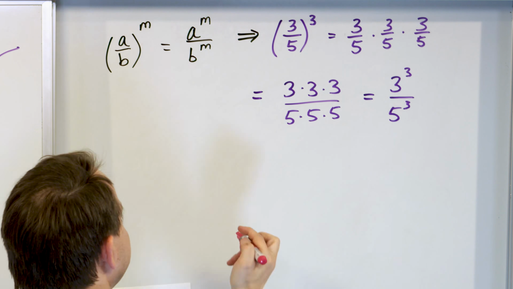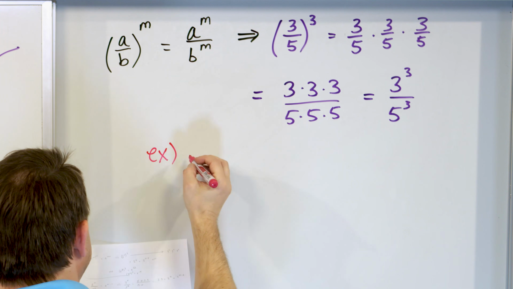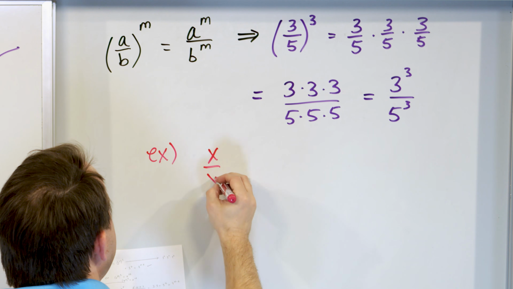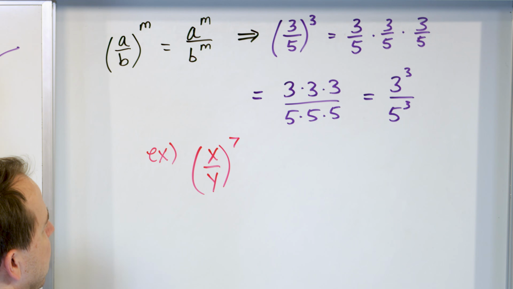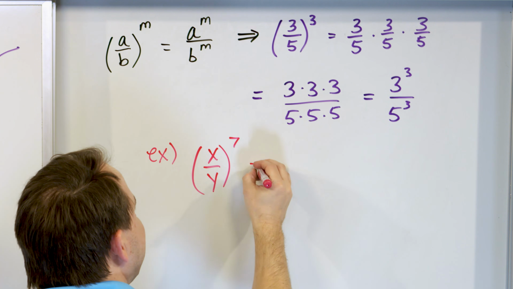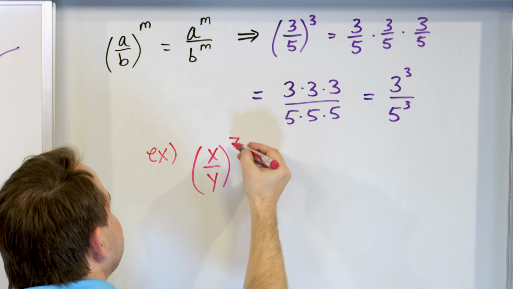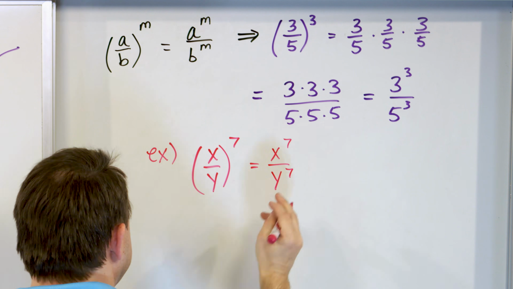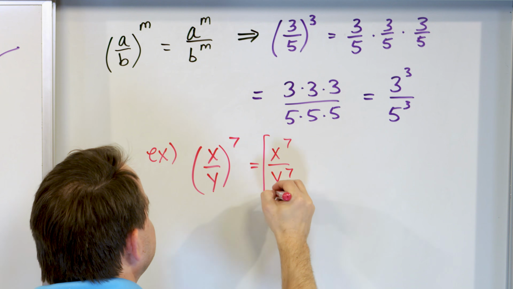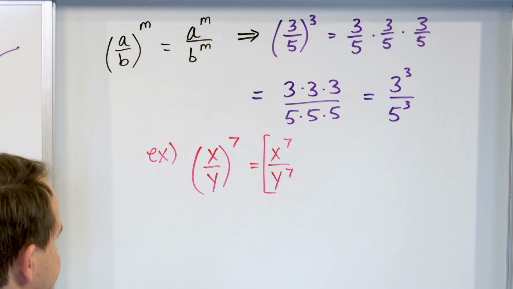But in reality, what you're going to see a lot more often is something like this. You'll have x over y, which is some kind of fraction, and you'll raise the whole thing to the 7th power. So you need to know, what do I do? Well, I take this exponent, I apply it to the top, I apply it to the bottom, which means x to the 7th, y to the 7th power. And that's the expanded form or the simplified form of this.